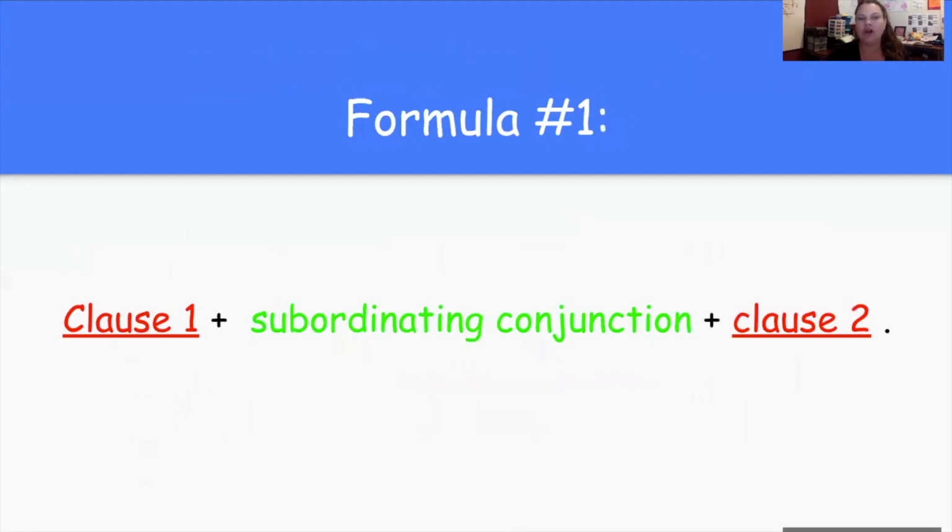Let's take a look at our two formulas and some examples this week. Our first formula has clause 1. Remember, your clause needs to contain a subject and a verb, plus your subordinating conjunction, and then you're going to add on your second clause, which again contains a subject and a verb.